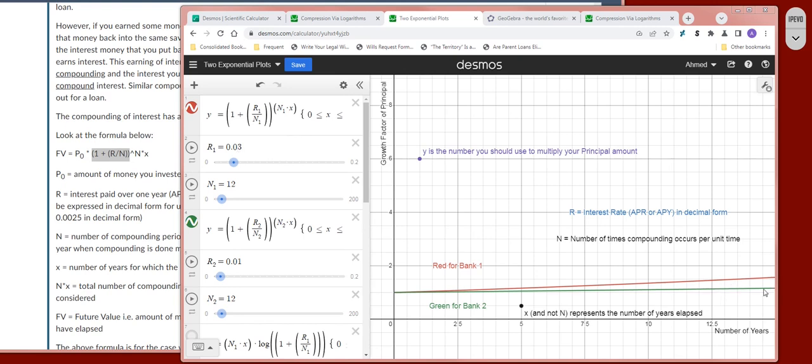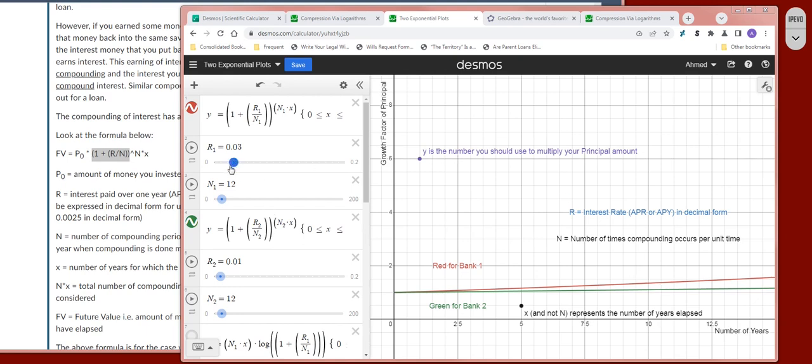Now you can see the two plots over here. Yes, the account with the 3% interest rate is performing better, but this is after a considerable length of time, right? It's almost 12.5 years here, 10 years here. Nonetheless, the higher interest rate account is performing better.